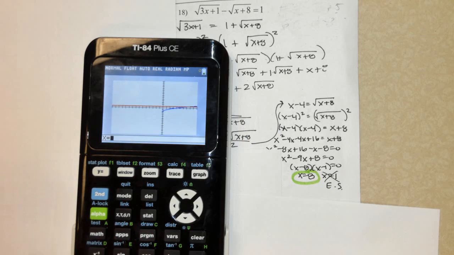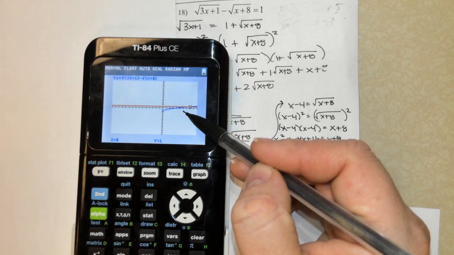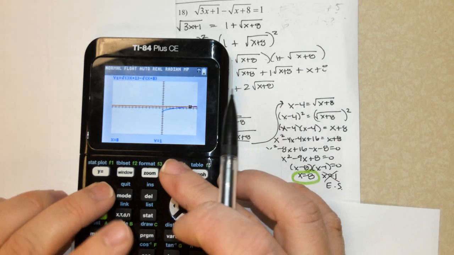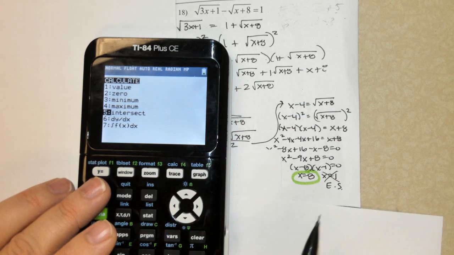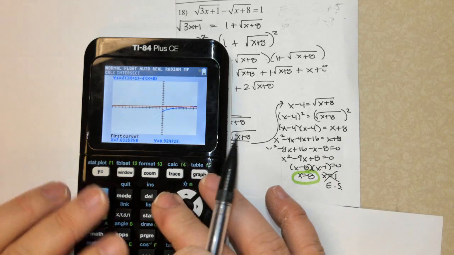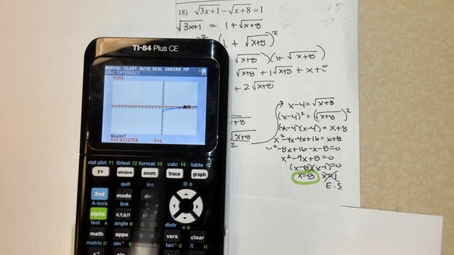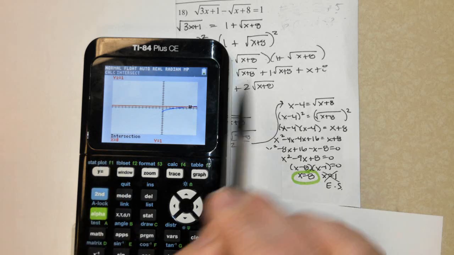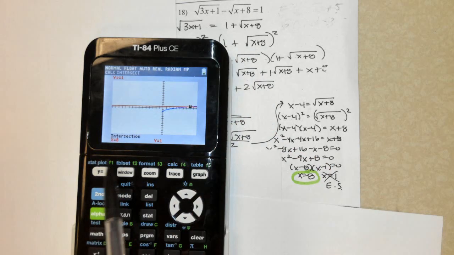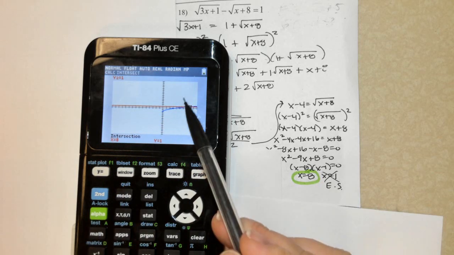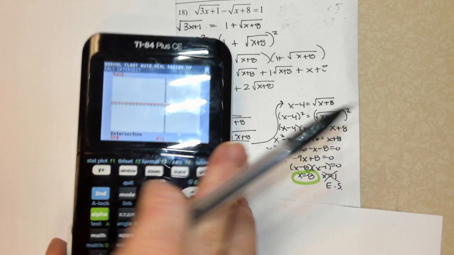Second trace value. They do appear to be crossing at 8, but I could be exact here and go second trace. We want to find out where do they intersect. So enter, second curve, enter, go to the top where they intersect. And the answer is always within the x because we have an x value here. It is true, they intersect at 8. Remember, your calculator will eliminate extraneous solutions.